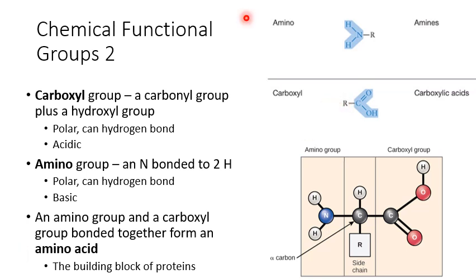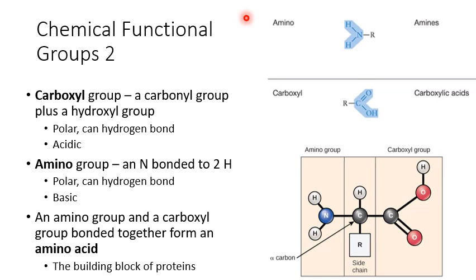So the carboxyl group, of course, is also polar. It has polar bonds in it between the carbon and oxygens and between the oxygen and the hydrogen. It also has atoms that can participate in hydrogen bonds, and it's acidic, which means that when you put it in water, it has a tendency to lose a proton.